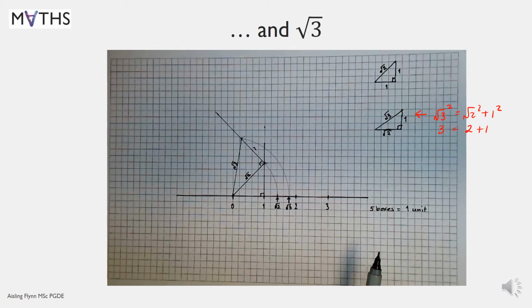And lastly, to mark that on the number line itself, use the compass to measure out the distance and mark an equal distance along the number line itself. And there we get root 3.